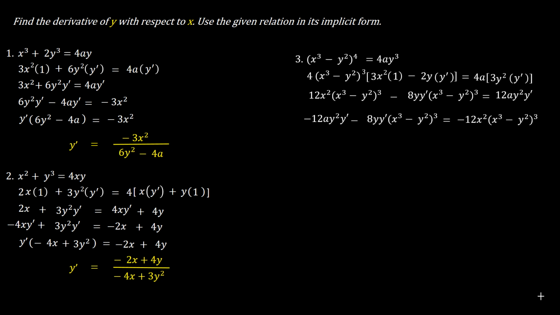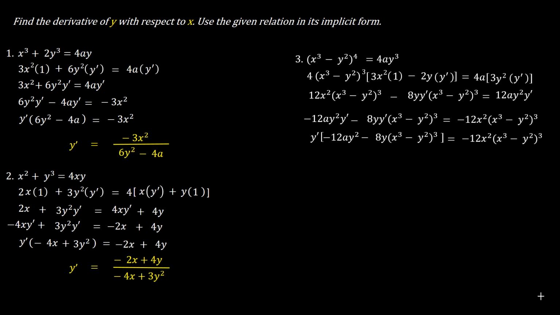Factor out y prime. Therefore, the coefficient of y prime is negative 12ay squared minus, the coefficient of y prime, the second term, is 8y times x cubed minus y squared raised to the third power. Then just copy negative 12x squared times x cubed minus y squared raised to the third power.